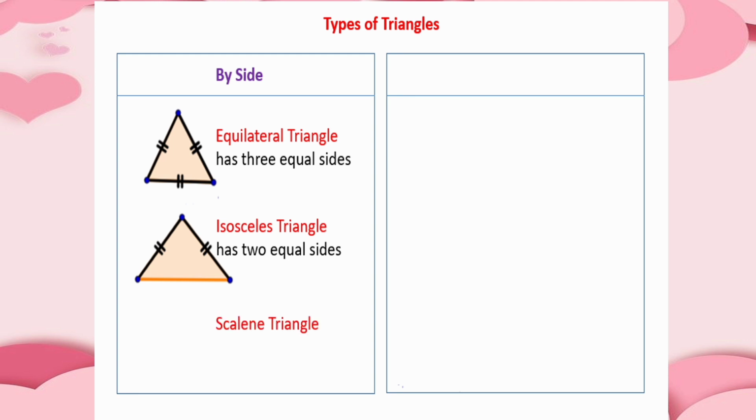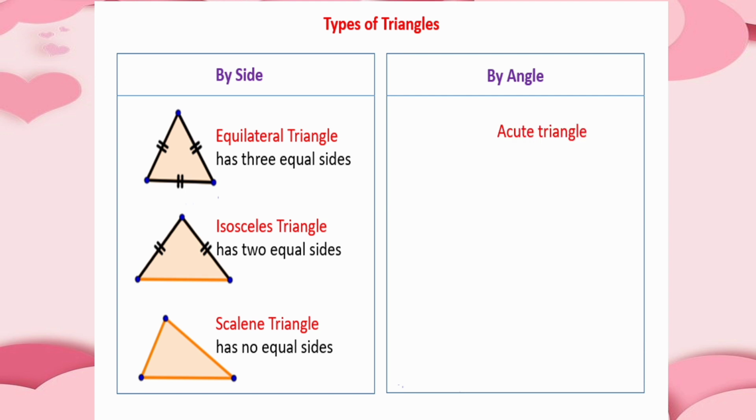Another one is a scalene triangle. This is the example of the scalene triangle. The scalene triangle has no equal sides. This time, it has no equal sides. Let's say 40, 50, 60. So, no equal. Next, types of triangles by angle.